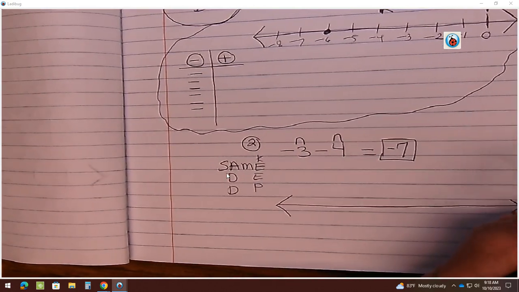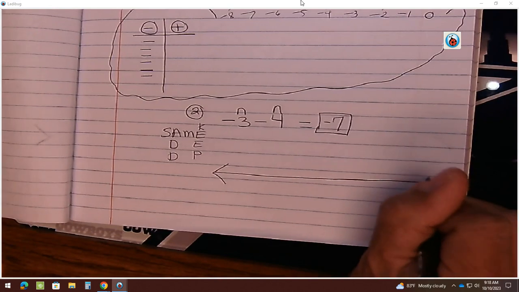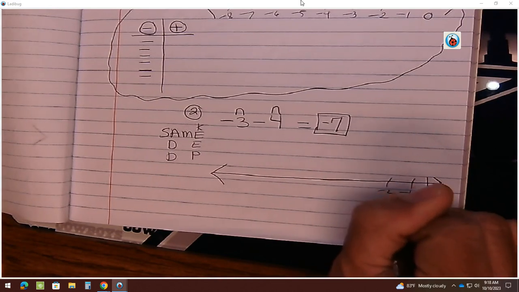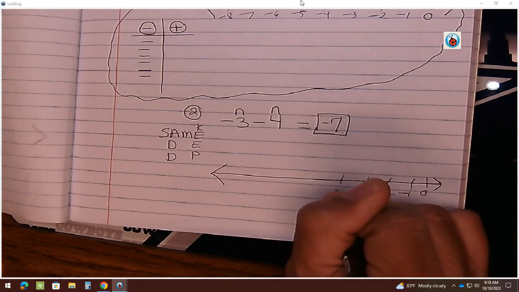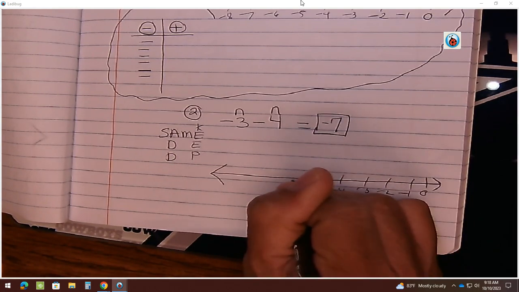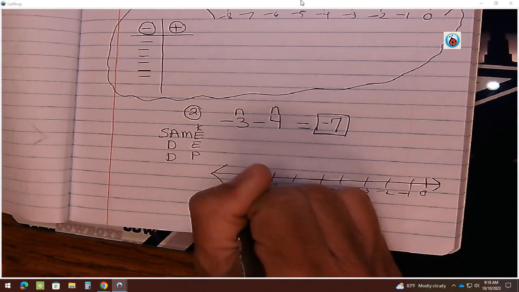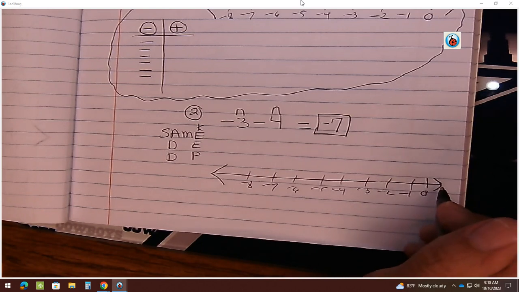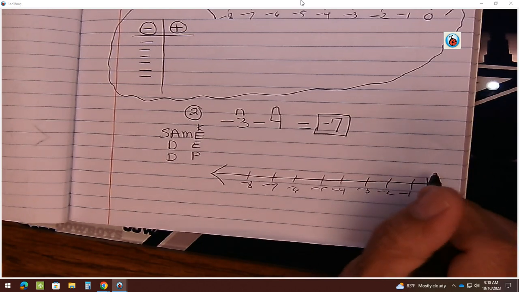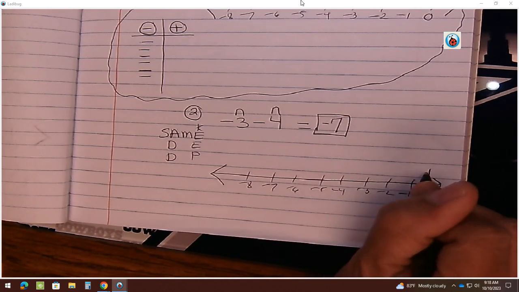Draw one quickly. And start 0, -1, -2. I'm going to stop at -8 again. -4, -5, -6, -7, -8. We always begin at what number? 0.